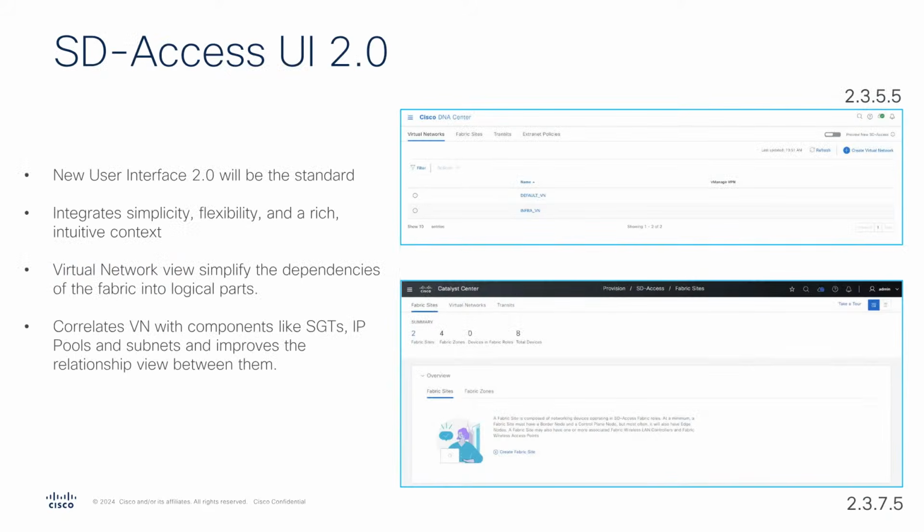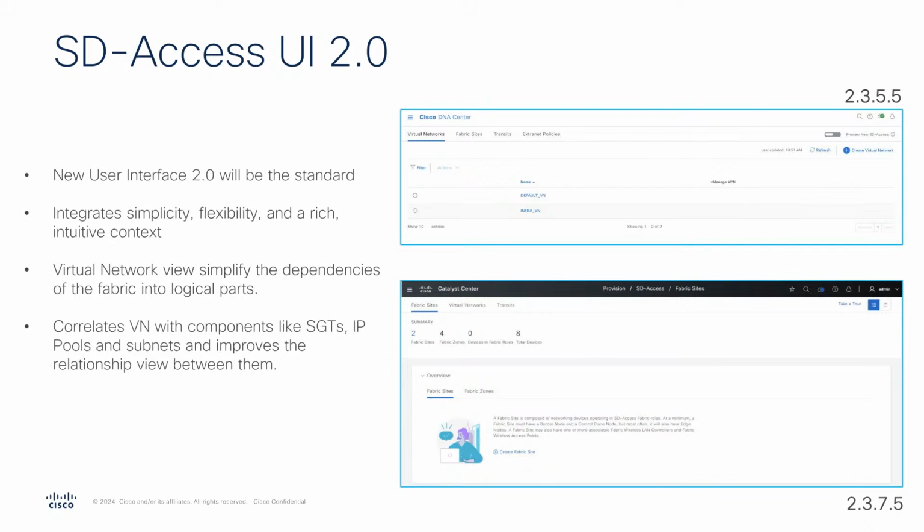And we'll get into SecOps. With SecOps, we have our new SD-Access User Interface 2.0, which is now the standard, offering a simplified and intuitive user experience. It includes a virtual network view that simplifies fabric dependencies and correlates your virtual networks with a number of the components like the SGTs, the IP pools, and the subnets.